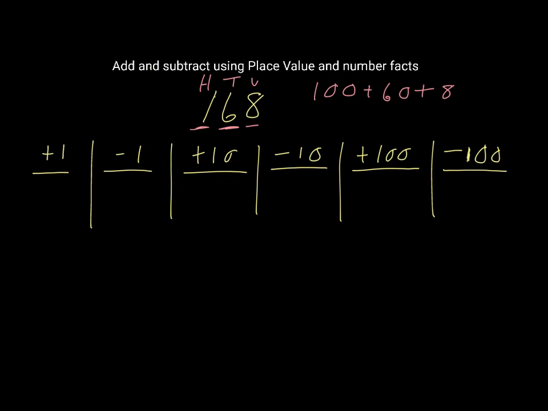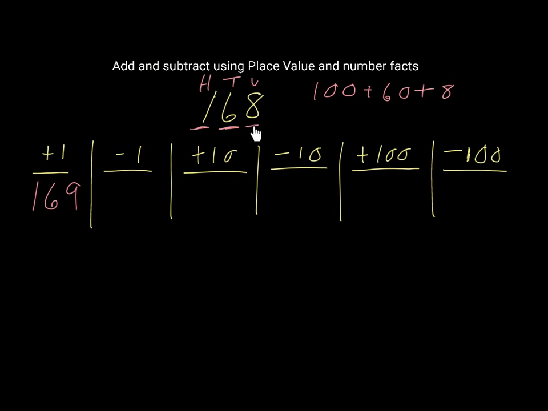So if we had 168, and we are adding 1, that means that the only digit out of these 3 that's going to change is the units digit, and that digit is 8 right now. But if we add 1 to it, 8 plus 1 is going to be 9, so our new number is going to be 169.